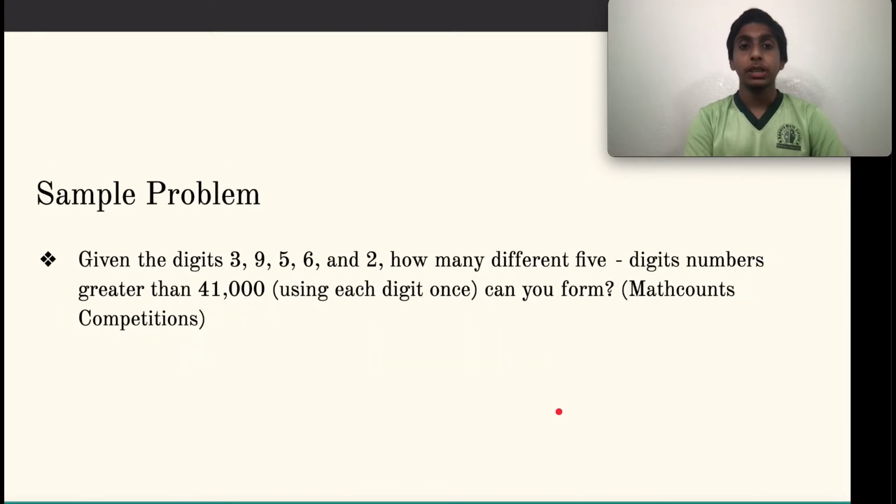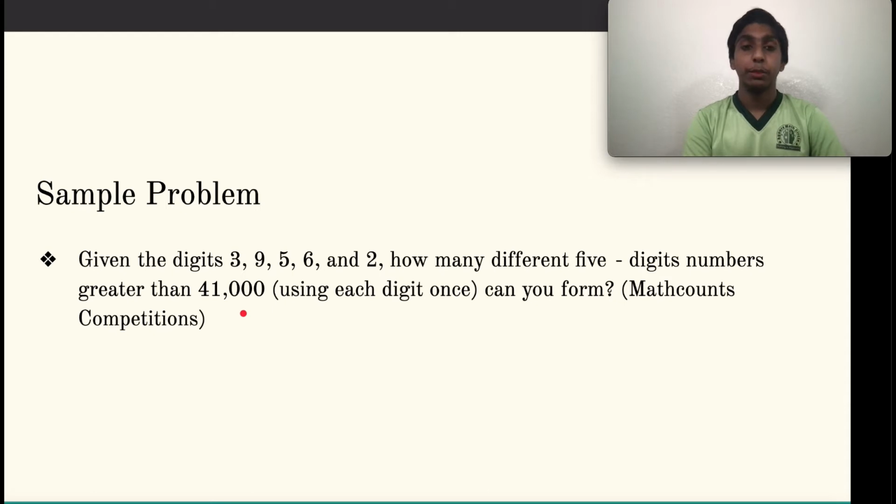Okay, so let's move on to a quick sample problem. If I'm given the digits 3, 9, 5, 6, and 2, how many different 5-digit numbers greater than 41,000 can you form? And this is from MathCounts. So this is an actual real problem, so we're going to try to solve it. So pause the video here, go ahead and give this problem a go.